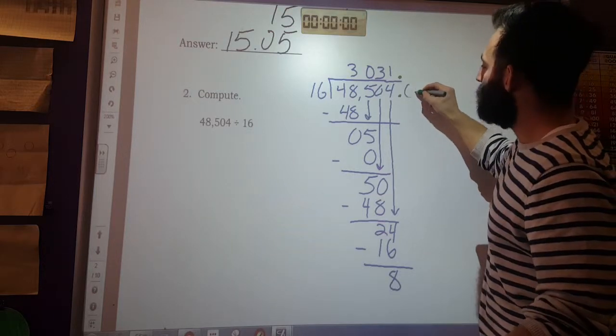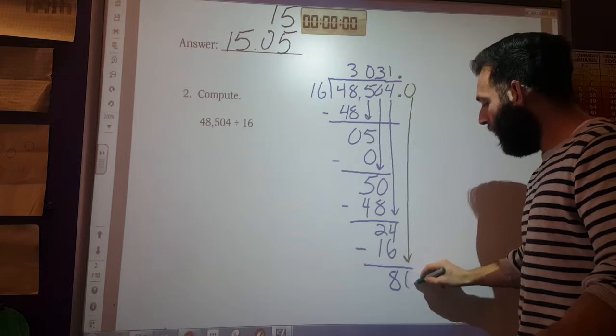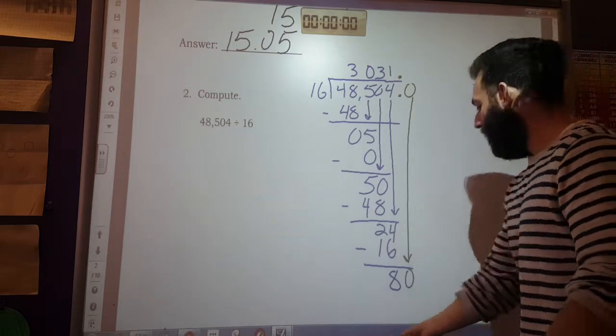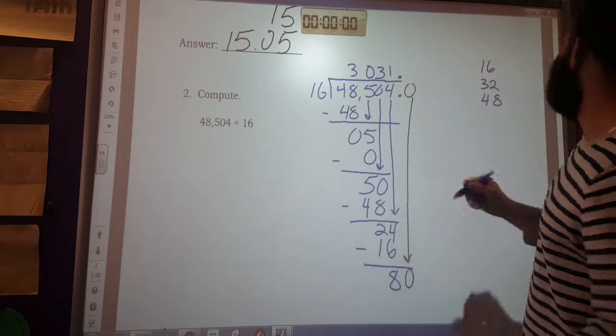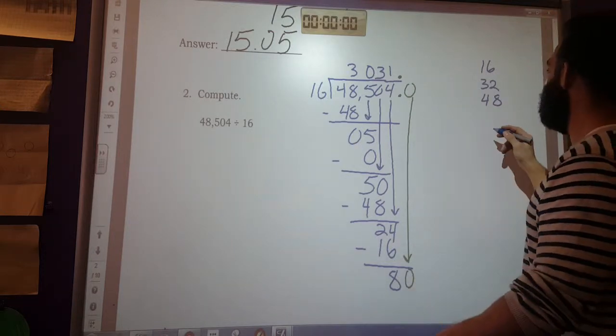Add a 0. And bring it down. Now, 16 will go into 80. I just need to figure out how many times.